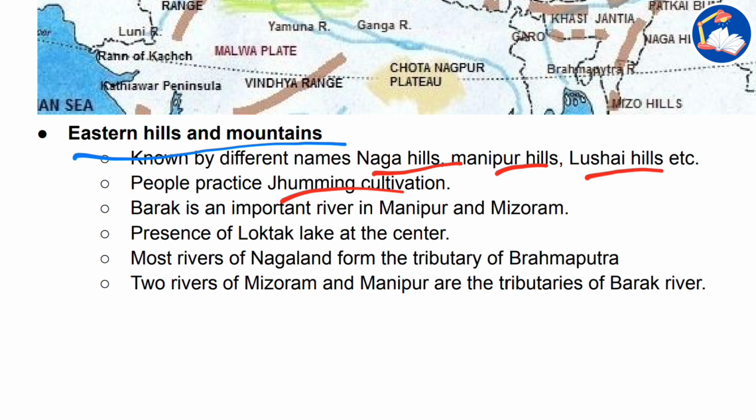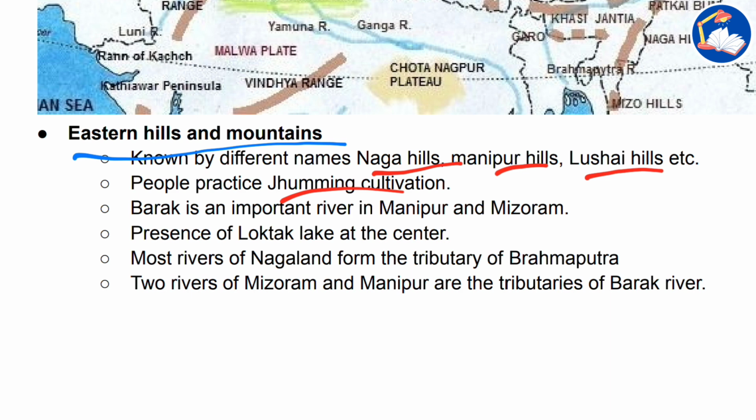Shifting cultivation is where they clear a patch of land, burn it, and cultivate on that land. After cultivation and harvesting, they leave the place to become fertile again, and once again, after some time, they come back to the same place to cultivate.